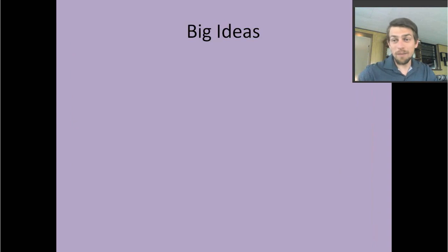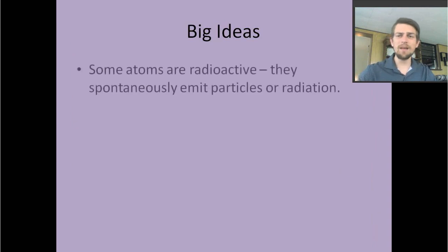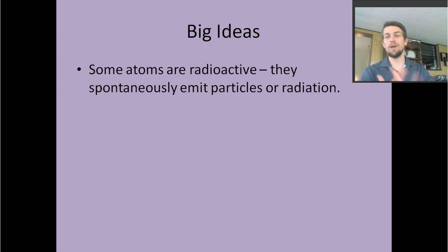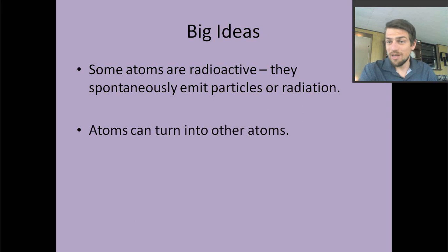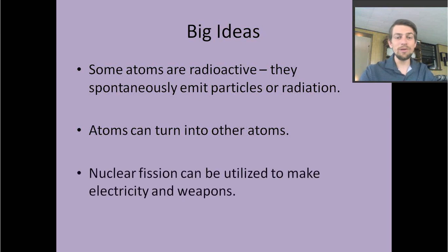But anyways, let's go ahead and summarize this lesson. Some of the big ideas for you to take away is that some atoms are radioactive, and that means that they spontaneously emit particles or radiation. So randomly just giving off these particles or waves. Another big idea is that atoms can actually turn into other atoms when this happens. So uranium turned into thorium in the example we looked at. And thirdly, nuclear fission, splitting atoms apart into smaller atoms, can be used to make electricity and weapons. It has some very powerful uses in our world.